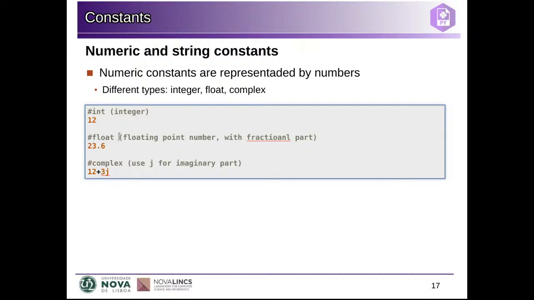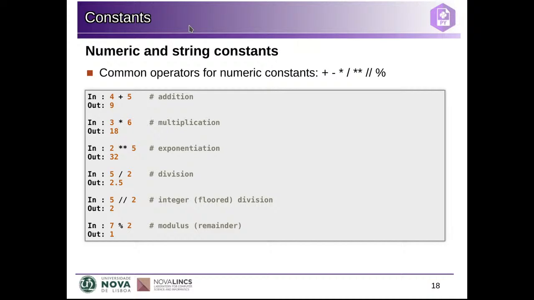Remember that the computer only has bits, zeros and ones, and everything is stored as zeros and ones. In order for the interpreter to know what those zeros and ones mean, it has to keep track of what types of values we are storing. So if you want to use a complex number, for example, you can use this J to indicate the imaginary part. In this case you have 12 in the real part and 3 in the imaginary part, and you have a complex number. So these are examples of numeric constants that you can create and use in Python. You also have other types of values.